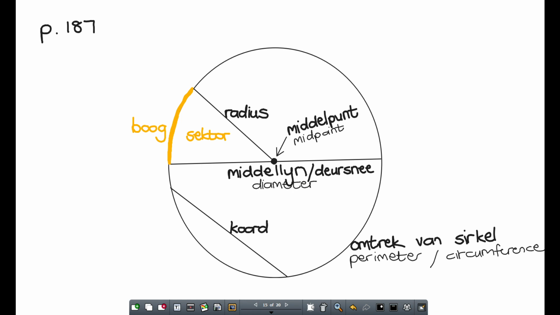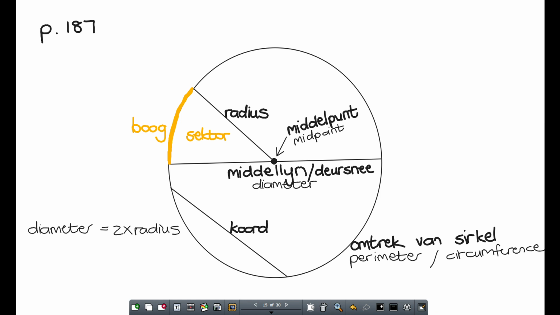And the diameter is also 2 radiuses. Okay? So that's not written anywhere, but you can maybe write: diameter is equal to 2 times the radius. Okay. Right.